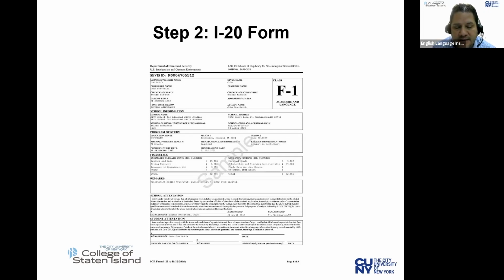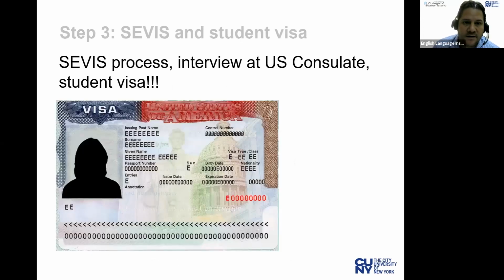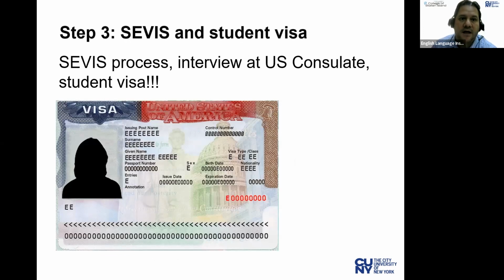All right. And with this document, you need to take it to your visa appointment, to your visa interview. All right. So that's the second step. When you have this I-20, you are ready for the third step, which is the visa process. So let's see what the visa process is about.